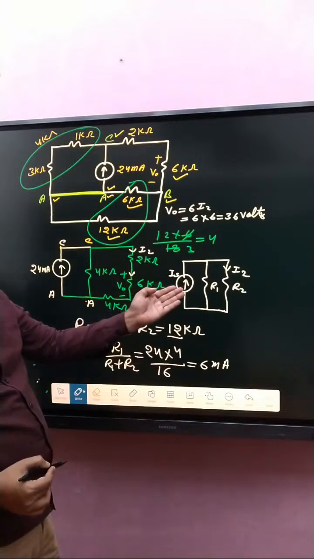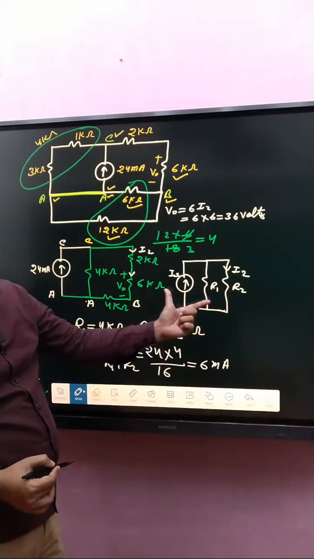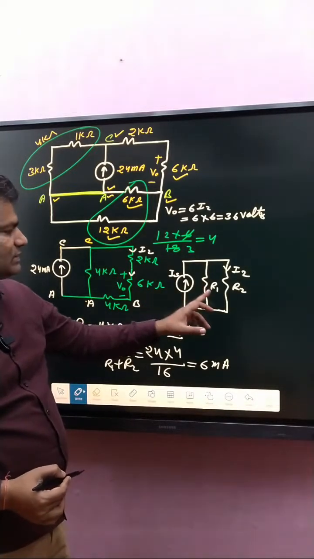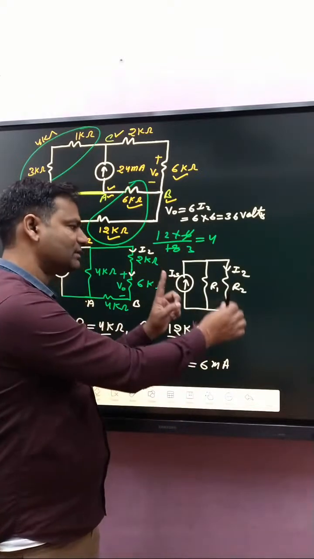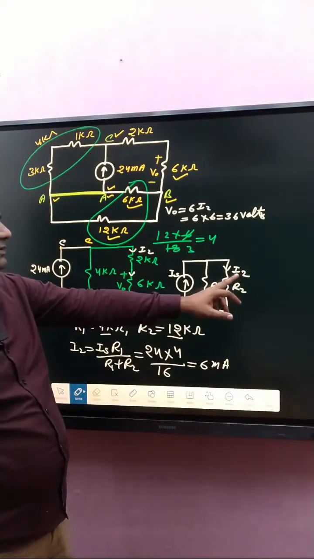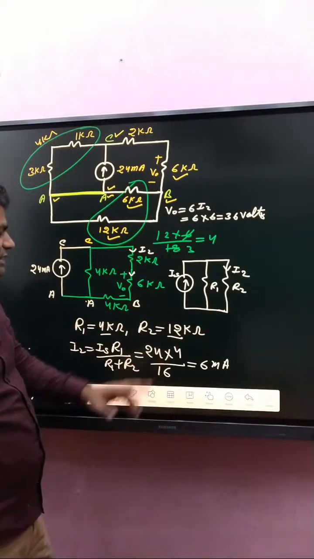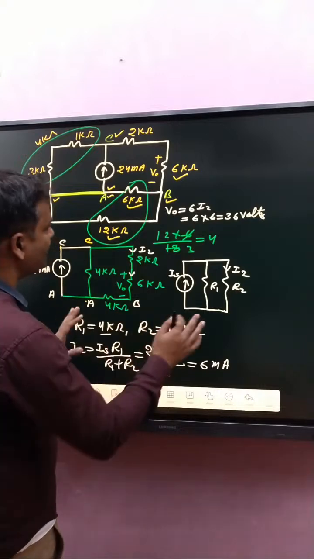So simply apply the current division rule to this circuit. I2 is Is into R1 divided by R1 plus R2, because these two current directions are opposite. Putting in the values, we get I2 as 6 milliampere.